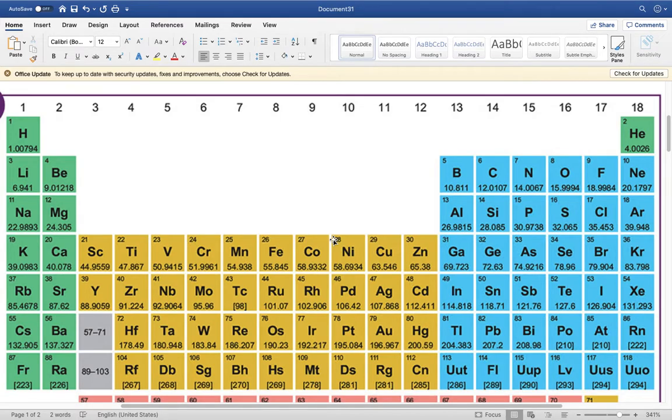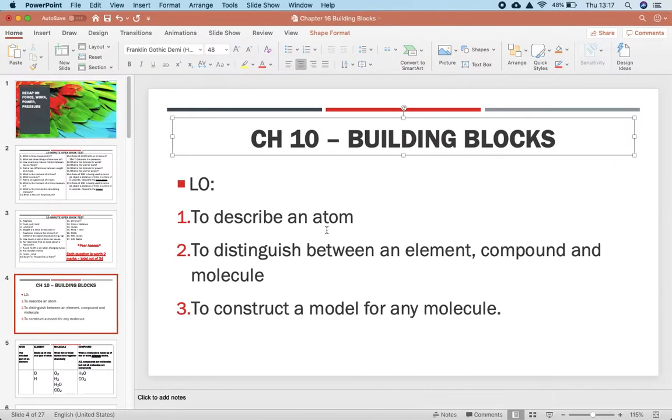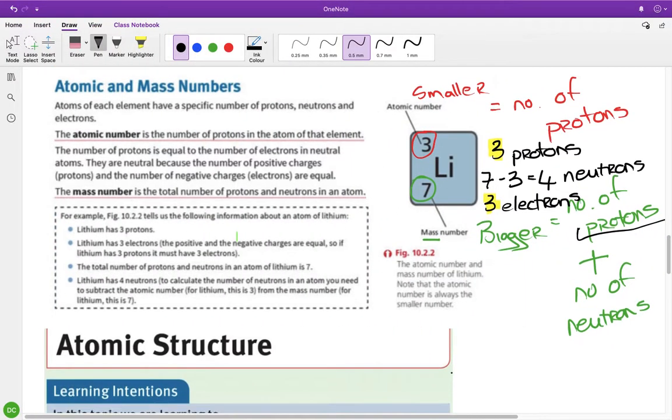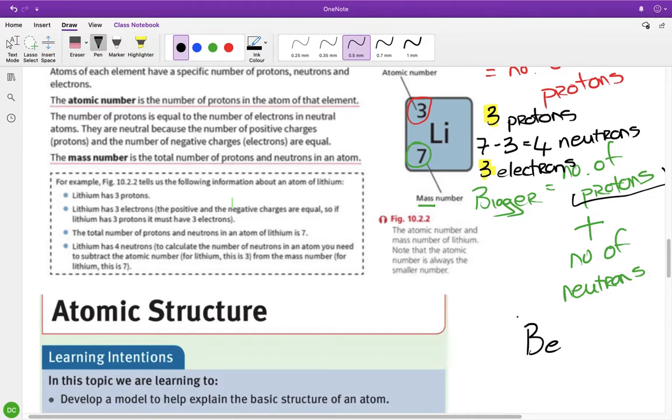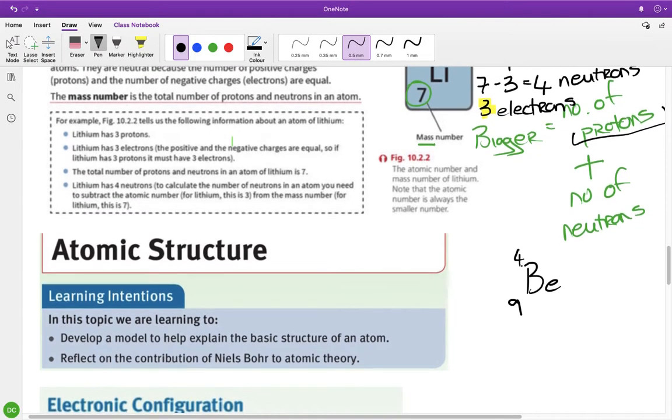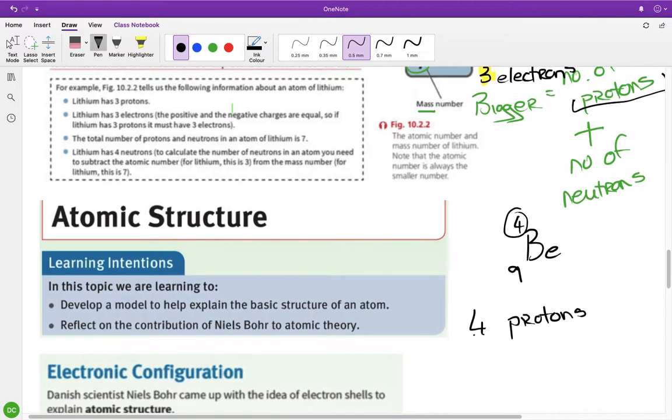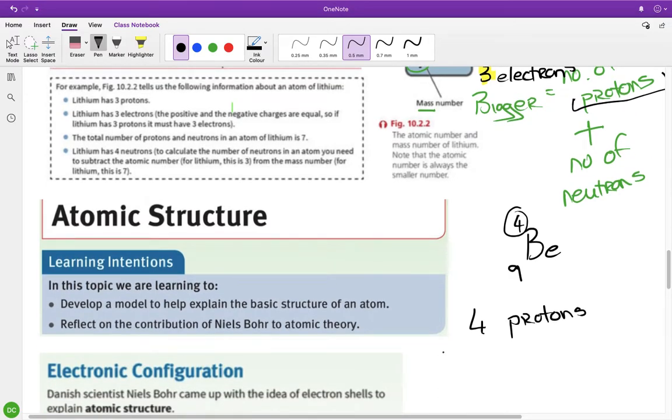So if I go in here, I'll take, no, I won't do that one because that one's a bit awkward. Let me see. We'll do beryllium. So beryllium is 4, 9. Okay? So I'll just put it at the side. Beryllium 4, 9. So the small number, the atomic number, is 4, and we know that there are 4 protons. We get that directly from the small number. To get the number of neutrons, we have to subtract. So we do big number minus small number, which is 5, and that's the number of neutrons.